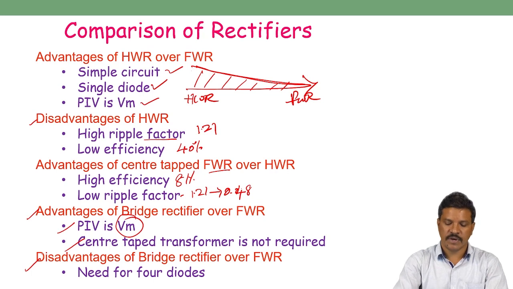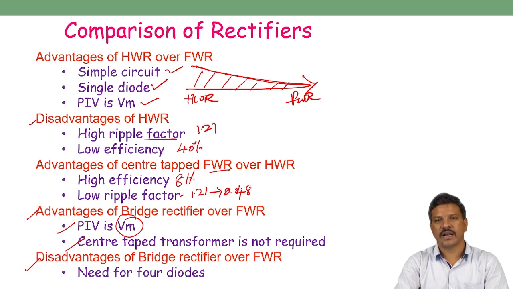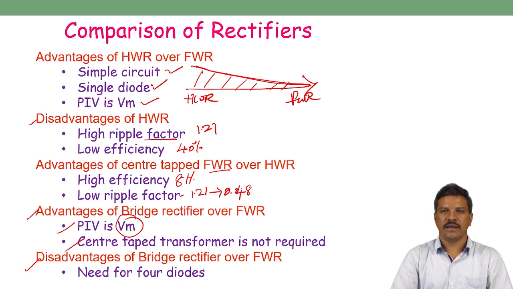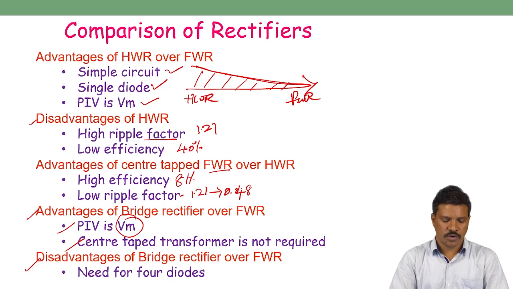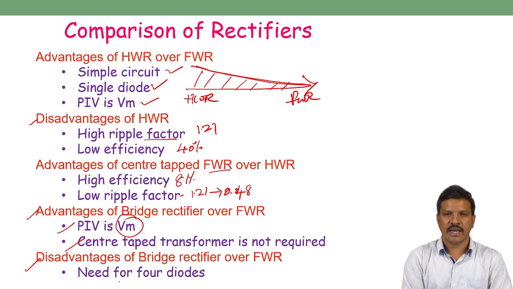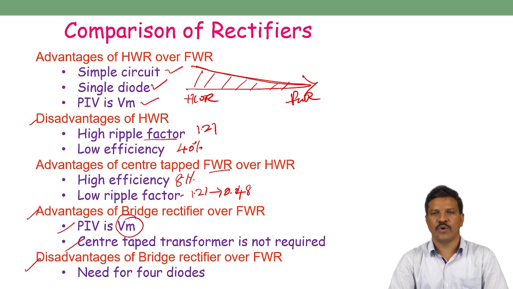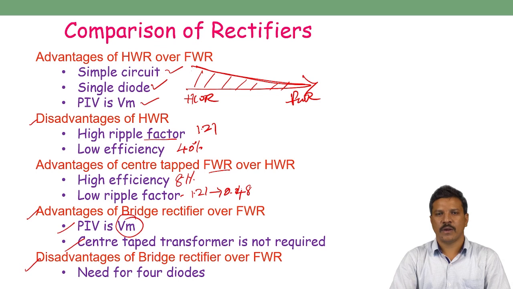But the disadvantage of the bridge rectifier is that it needs 4 diodes compared with the 2 diodes used in the full wave rectifier. This need of 4 diodes compared with 2 diodes may be a disadvantage, but it is negligible. It is a minute disadvantage when compared with the cost of the full wave rectifier. We use 4 diodes instead of 2 diodes, but we remove the center tap transformer and use a simple normal transformer. Nevertheless, it has a minor disadvantage but a good advantage in overcoming the center tap transformer.